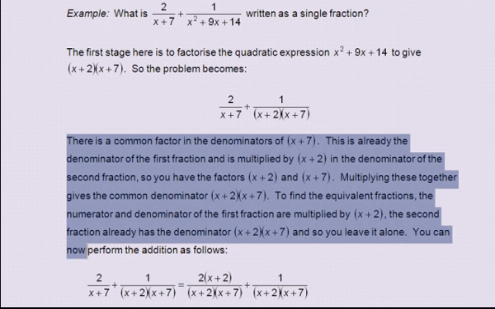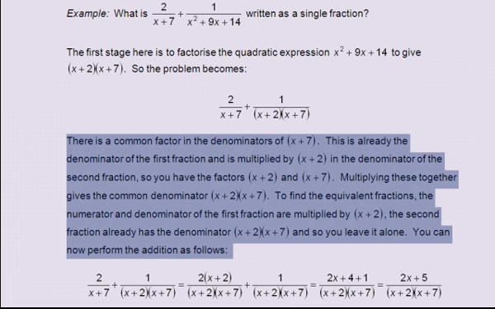You can now perform the addition as follows. 2 multiplied by x plus 2 divided by x plus 2 multiplied by x plus 7 plus 1 divided by x plus 2 multiplied by x plus 7 equals 2x plus 4 plus 1 divided by x plus 2 multiplied by x plus 7, which equals 2x plus 5 divided by x plus 2 multiplied by x plus 7.